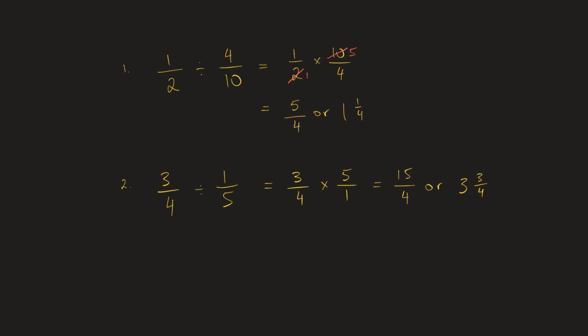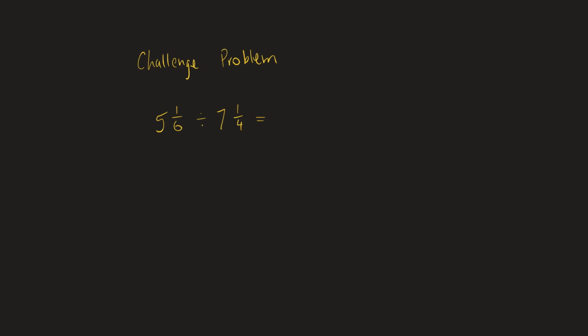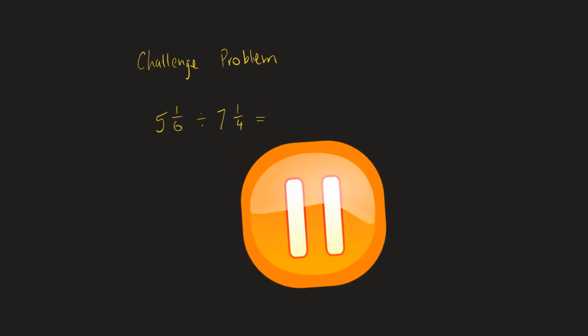So just repeating the process, when you're given a fraction with a division, we change the division sign to a multiplication, and the second fraction we flip. Then we can just multiply the fractions together as we usually would. Okay, so now we have a challenge problem. I want you to pause the video again and attempt to solve this problem where we have mixed numerals. We have 5 and 1/6 divided by 7 and 1/4. So pause the video and try and solve that problem.